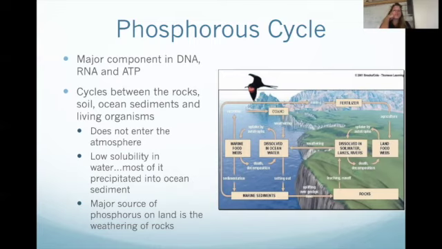It has very low solubility in water. Most of it just drops down to the ocean bottom. And your major source of phosphorus on land is the weathering of rocks, and believe it or not, bat poo. So you can go to Green Thumb and buy a bag of bat guano, and the point of buying bat guano would be to get the phosphorus.